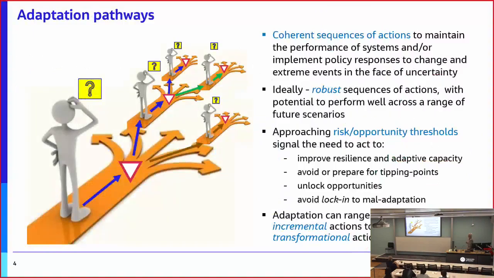adaptation pathways. So what are adaptation pathways? As we implement any infrastructure system, there will come a point indicated by the red triangle where the performance of the system is no longer adequate. And then there'll be alternative options. What do we do then?